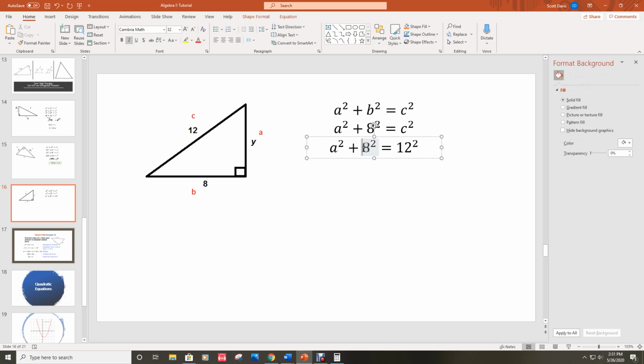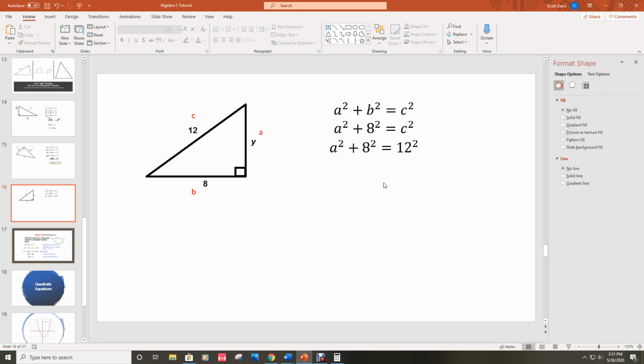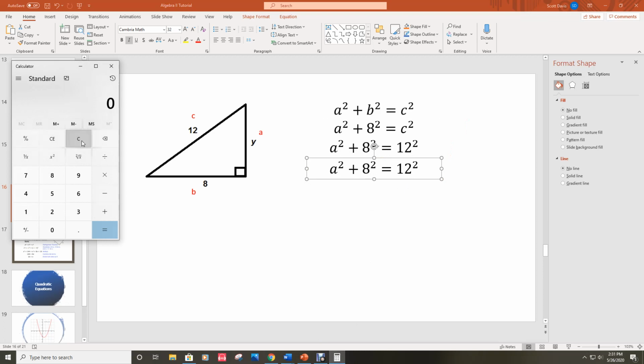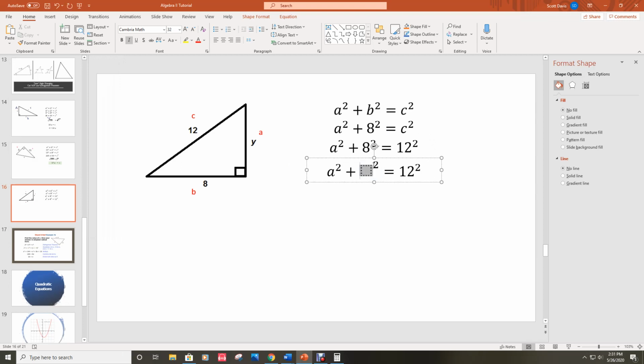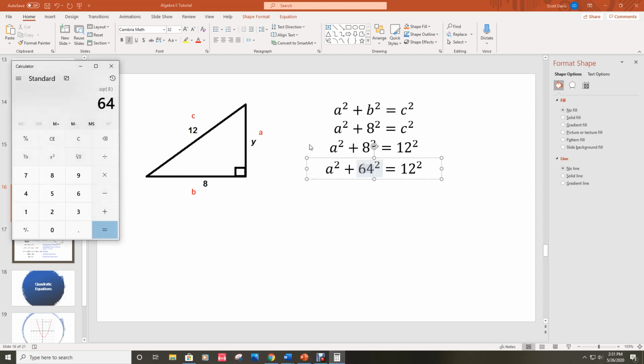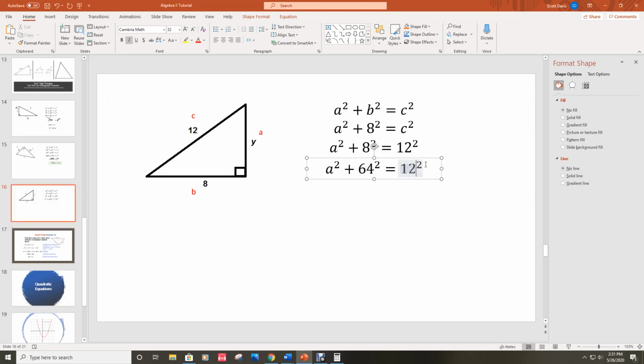Now I'm going to go ahead and solve those two things right here, these two areas for B and C. 8 squared is 64. I know we knew that, but I'm just checking it anyways. And then 12 squared, 144. And you know what? Look at me. I didn't get rid of my squares.